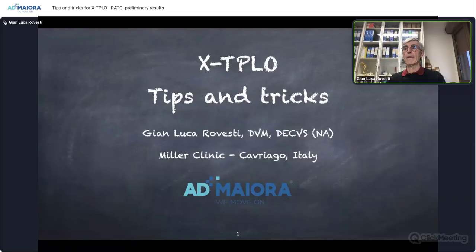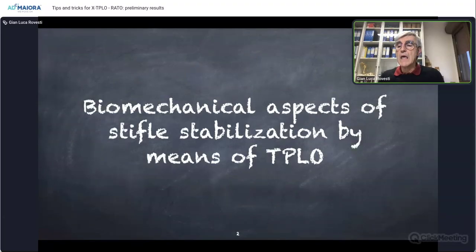Okay, so X-TPLO, we are talking a little bit about tips and tricks. Actually, there are not so many tricks, but let's say that we are talking about suggestions related to how to perform the techniques while avoiding the most frequent problems that we may encounter during the procedure.